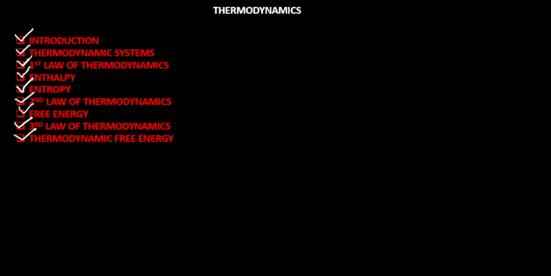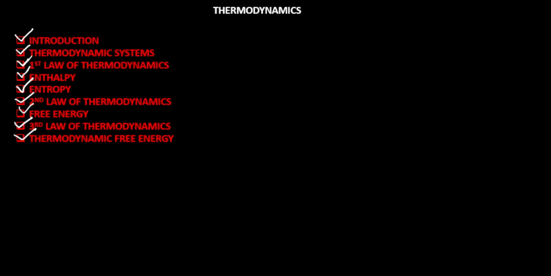We went on to see the three types of thermodynamic systems, where we considered the open system, the closed system, as well as the isolated system. We went on to see the first law of thermodynamics, where we said energy cannot be created nor destroyed, it can only be converted from one form to another. Then we went on to look at the idea of enthalpy, where we said it has to do with the heat content of a particular system.